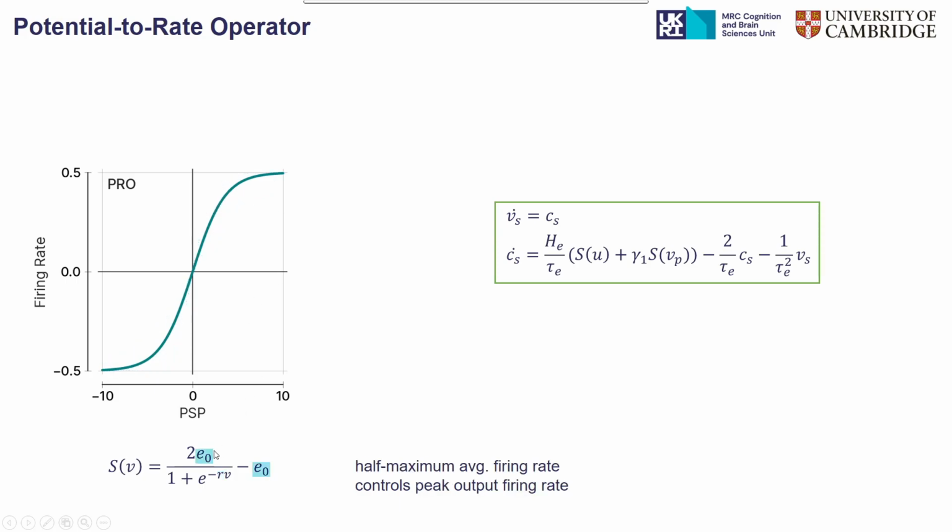The other parameter is E0. This controls the maximum firing rate. So a smaller value will result in a lower firing rate, and a higher value will result in a higher firing rate.